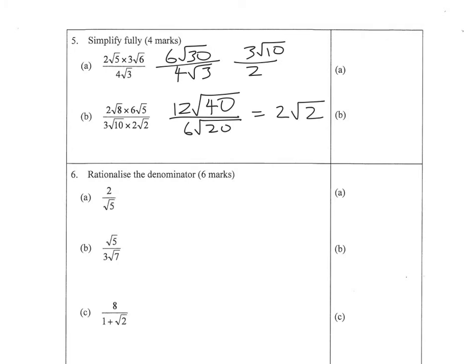Okay, rationalise. Now we need to make that number a whole number. So we times by itself.